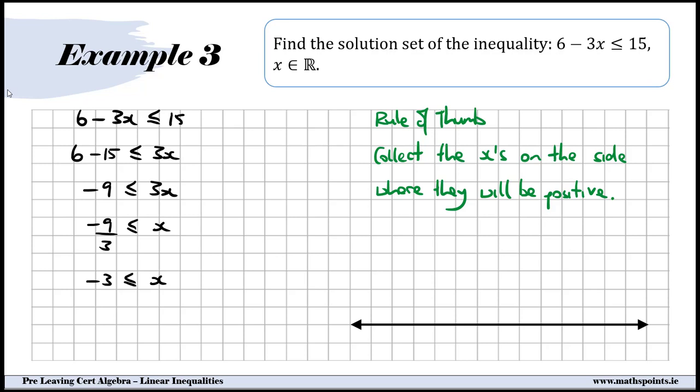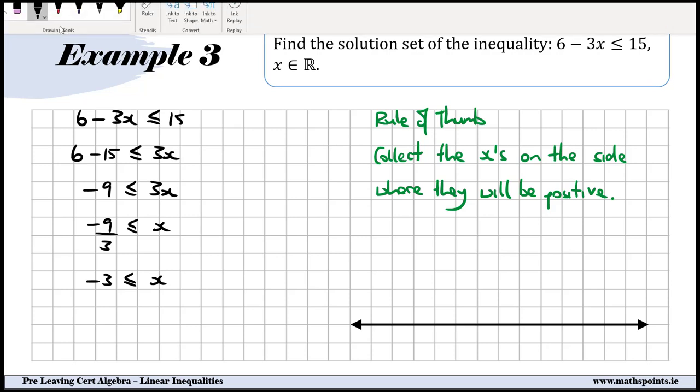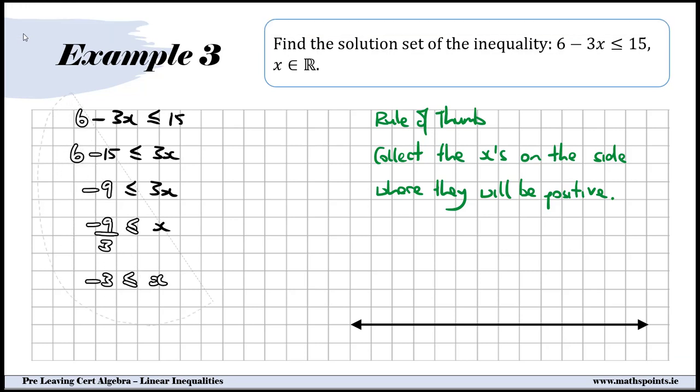Now, why did I do it that way? Well, I did it that way because here I was able to divide by a positive 3. And the rule in inequalities is that if you divide by a positive number, the inequality sign can stay the same. You don't have to turn it around. If you divide by a negative number, then you have to change the direction of the inequality. So let's show you what I mean by that. So let's just make a bit of space here. We'll just pull this over.